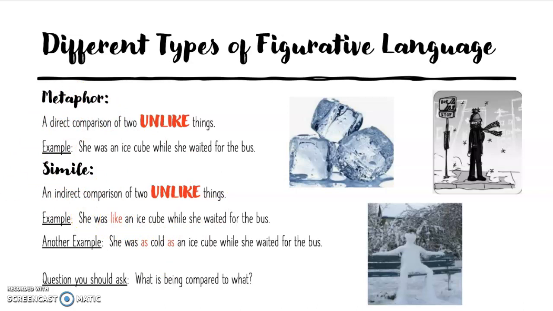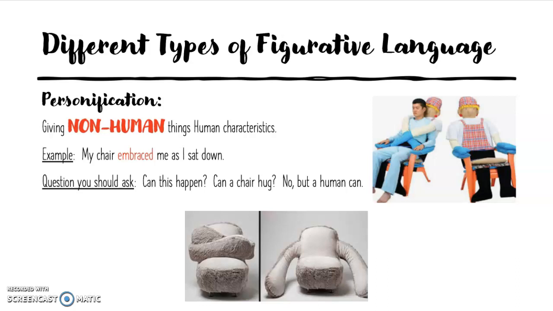Okay, so let's move on to personification. Personification is taking non-human things and giving them human characteristics. So you're acting like the things that are not human are human. Like he was as hard as a rock. Well, that's a simile, right? A human and a rock are two different things. And there was the word as. So that's different. Here is the real personification.